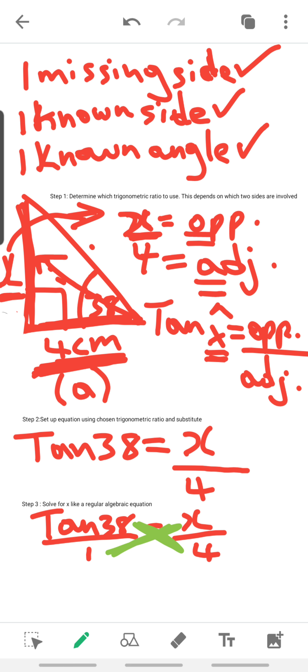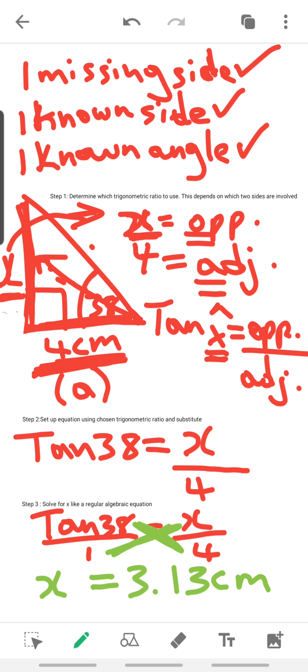When we cross multiply, we're going to have x times 1, which gives us x is equal to 4 times tan 38. So in our calculator, we simply enter 4 times tan 38, and make sure your calculator is in degrees. When we say 4 times tan 38, we have 3.13, and we're going to round it off. So we have 3.13 centimeters.